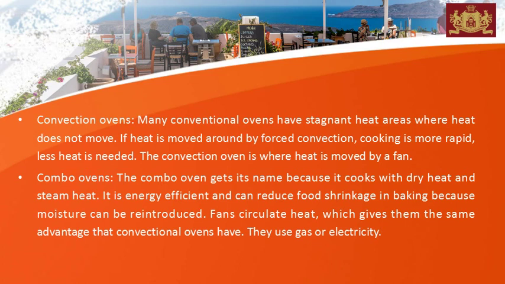Combo ovens. The combo oven gets its name because it cooks with dry heat and steam heat. It is energy efficient and can reduce food shrinkage in baking because moisture can be reintroduced. Fans circulate heat, which gives them the same advantage that convection ovens have. They use gas or electricity.